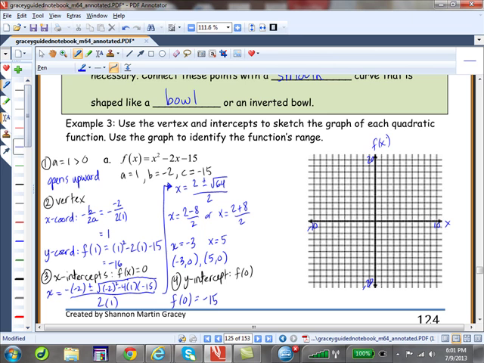Our vertex, oh, I never wrote out what it was. So the vertex is at 1, negative 16. We found that out by doing the work. So 1, negative 16, so that'd be here. We're going to open upward.